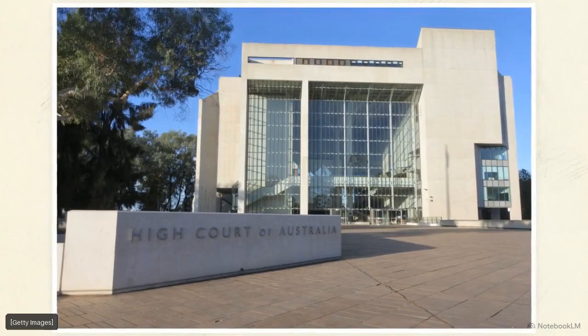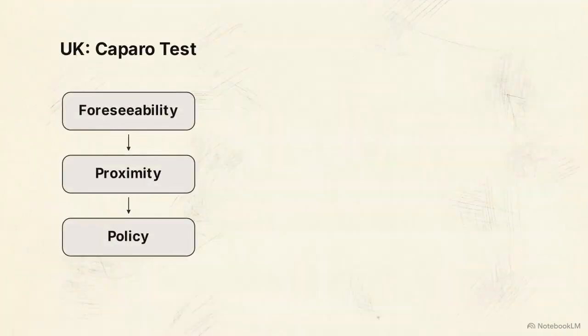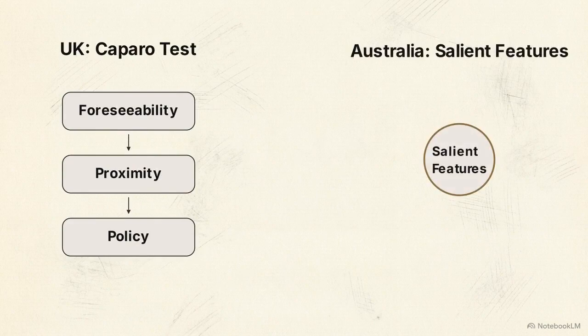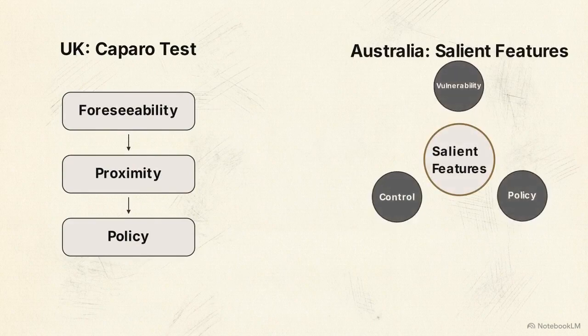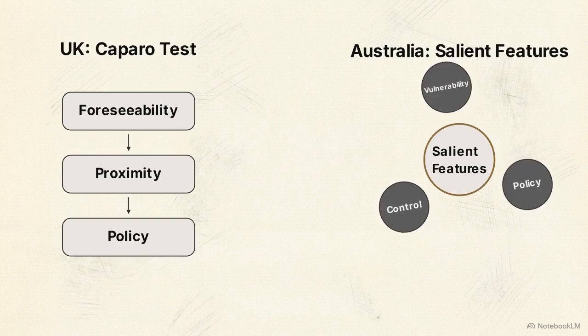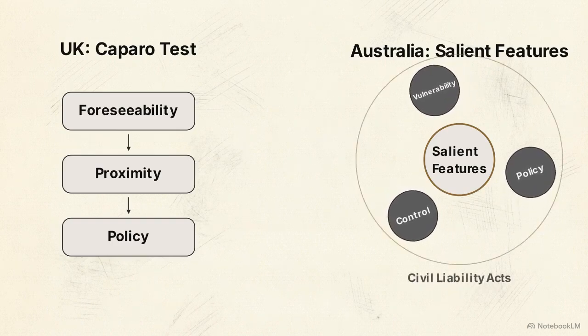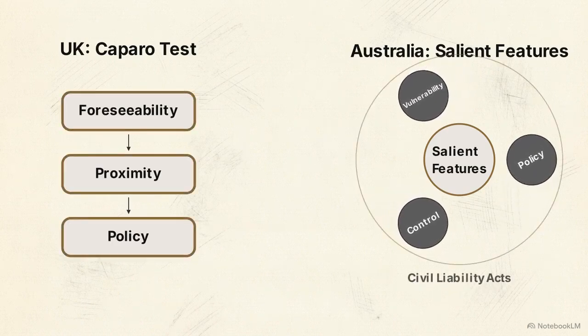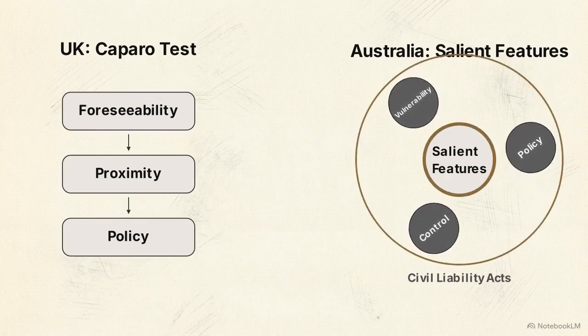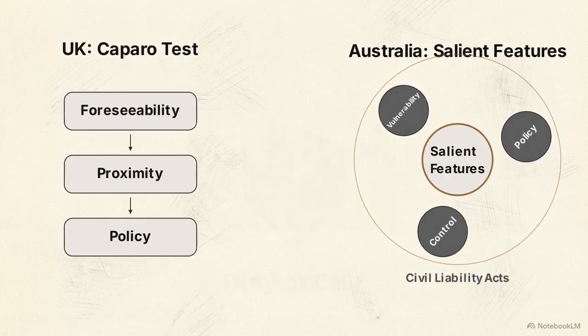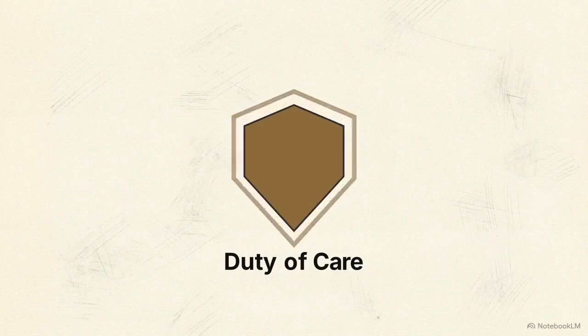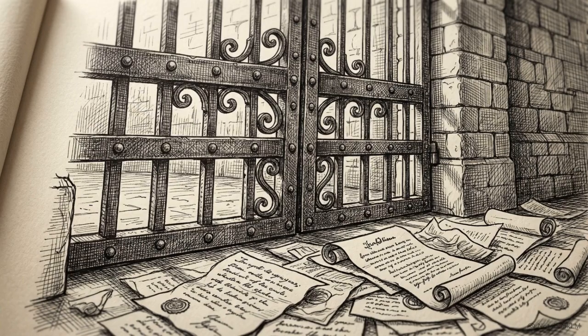Australia explicitly rejects the 3-stage Caparo test. Their High Court opted for a different methodology. Rather than using rigid steps, Australian courts employ a salient features approach. They evaluate specific elements like the plaintiff's vulnerability and the defendant's degree of control, working in tandem with strict state civil liability acts. Despite these divergent pathways, London's structured 3-step test versus Sydney's factor-weighing approach both serve the exact same algorithmic purpose. They act as the primary gatekeeper, keeping legally baseless claims out of court.